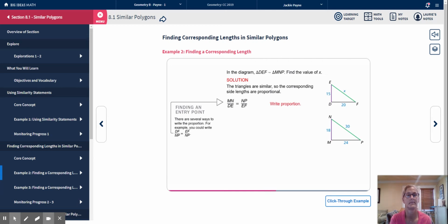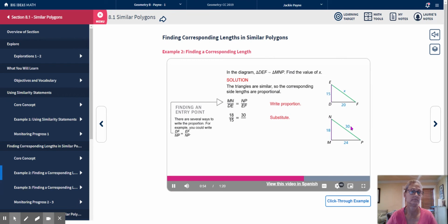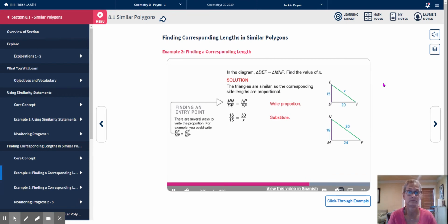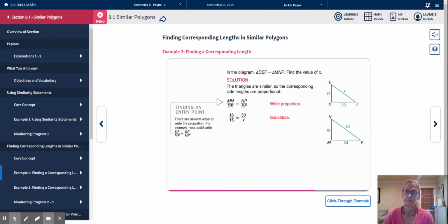In the proportion MN divided by DE equals NP divided by EF, substitute 18 for MN, 15 for DE, 30 for NP, and x for EF, which gives you the proportion 18 divided by 15 is equal to 30 divided by x. Use the cross products property, and 18x is equal to 450. Solve for x by dividing each side of the equation by 18, and x is equal to 25. The value of x is 25.